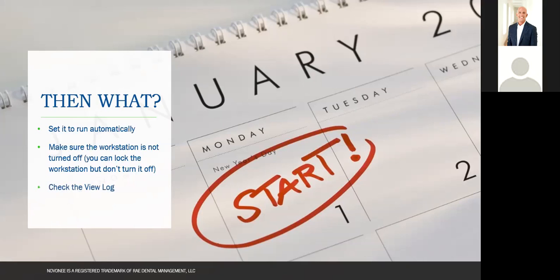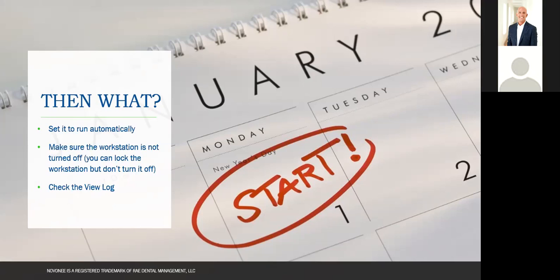And then always make sure to check the view log. When you open up your task scheduler, in the lower left corner there's a view log. You always want to check the log just to make sure that all the tasks are completing successfully. You might set it up to run automatically, but then something might go wrong. Something might not run when it's supposed to.